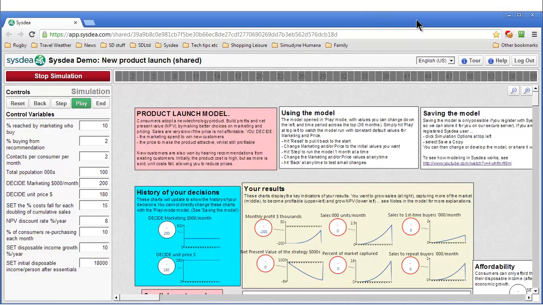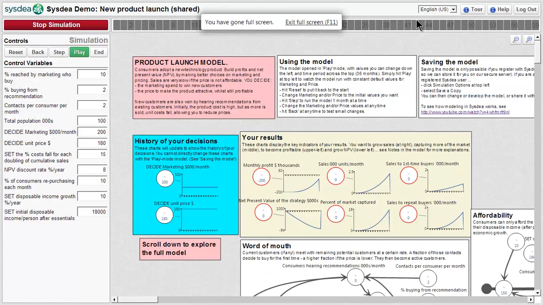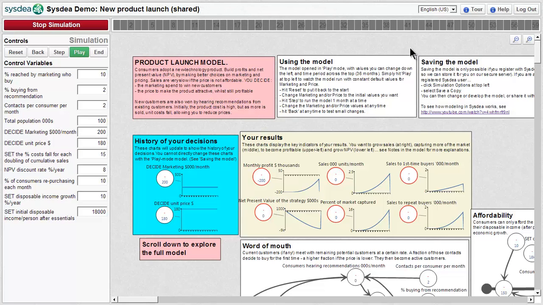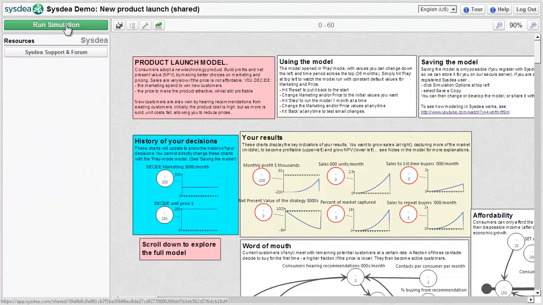By the way, with these models, F11 makes you go full screen, so you get the best use out of the model that you can. I do hope people are seeing this. If not, perhaps you could just let me know on the chat. So this is what happens when you click on any of the links to any of the learning models in the course. The model opens in simulation mode, and if you look down at the charts here, you can see that they have all played out some numbers over time. You can simply stop the simulation and run it again.